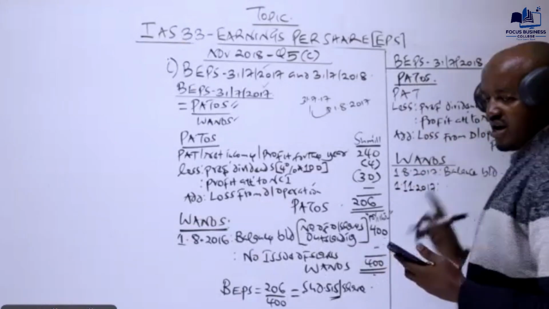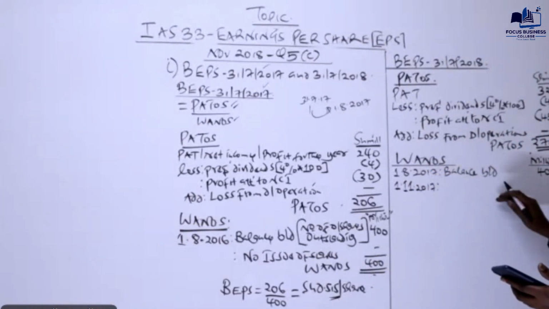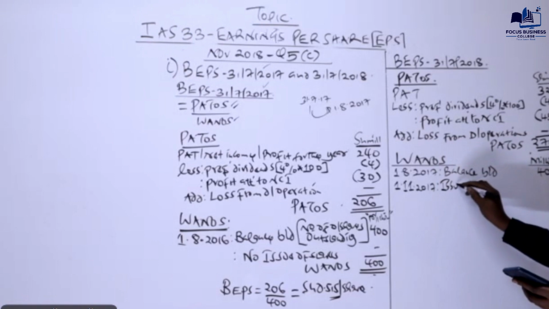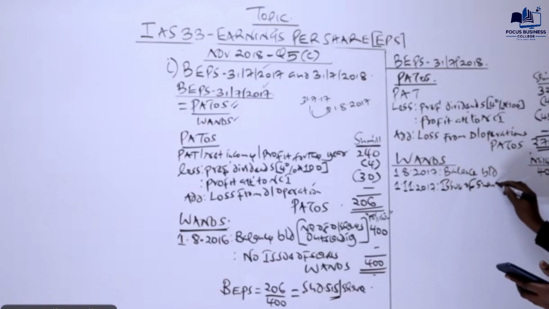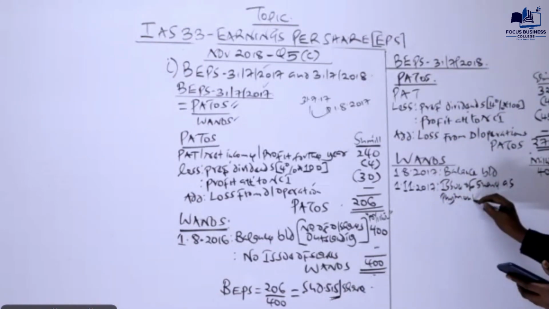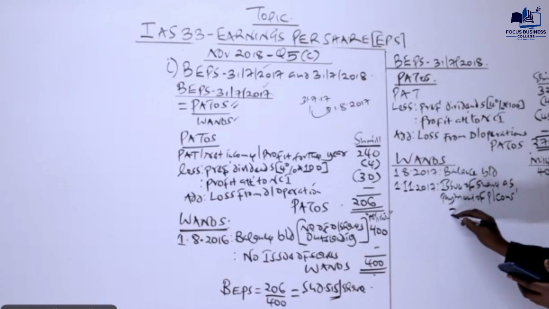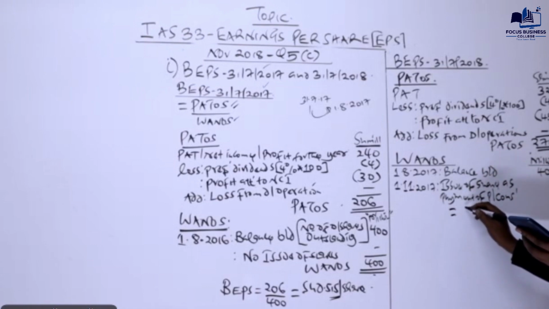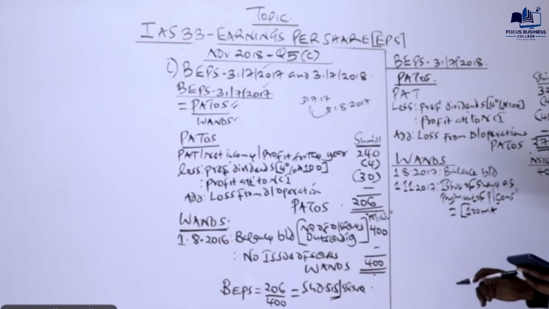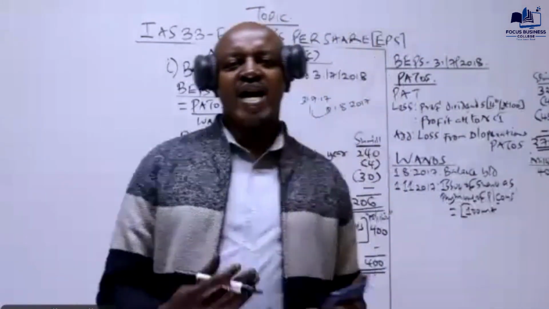I hope you can see how I'm arranging my work. You must always start with the date, then a short description of the transaction. Here we can say we have an issue of shares as a payment of purchase consideration. So how many shares were issued in that case? The shares issued were 100 million. And recall that shares issued as a payment of purchase consideration, we weigh them on a time basis. We multiply them by the proportion of time they were held during that year.